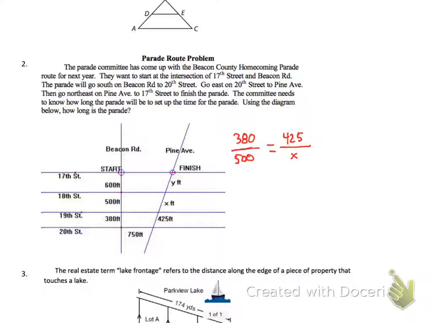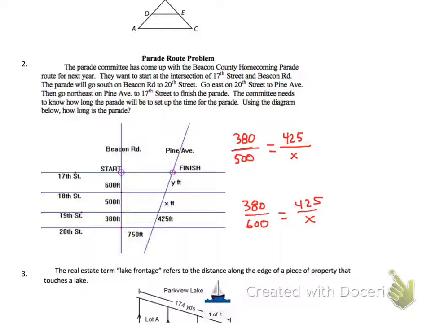And what I want you guys to do is set up your next proportion to solve for y. I'm going to have you guys share that in a minute. All right, so let's use that one. I'm going to write 380 over 600 equals 425 over x. And that's what we had written down. That was what someone wrote.